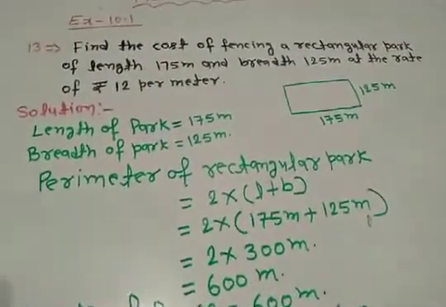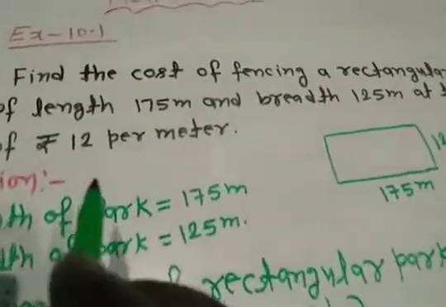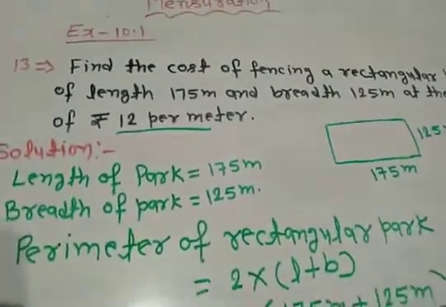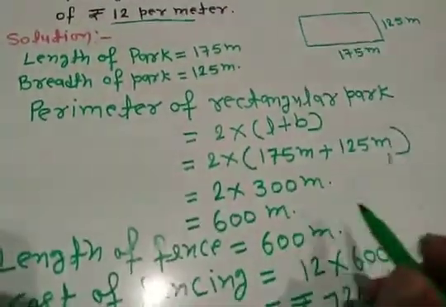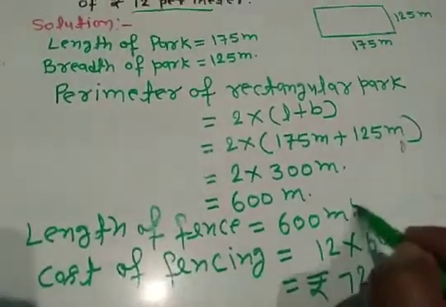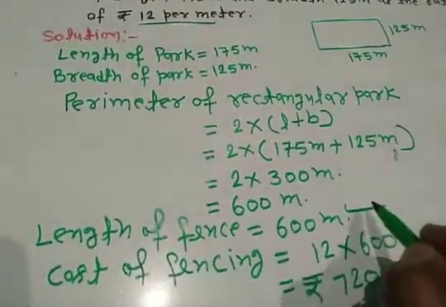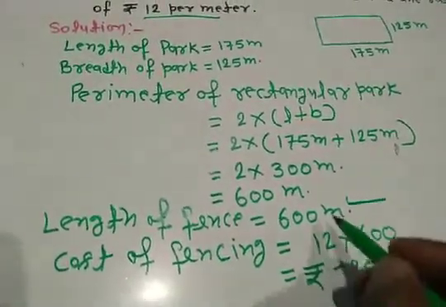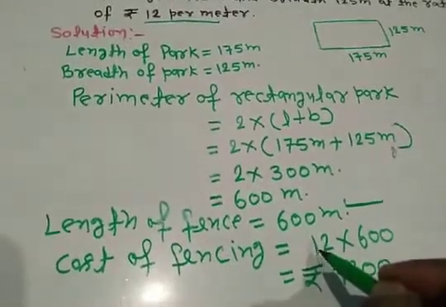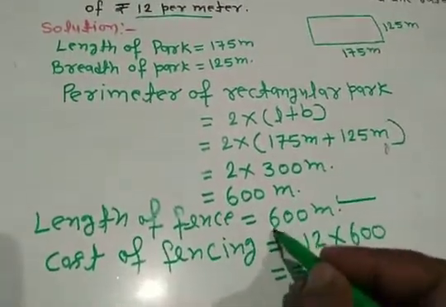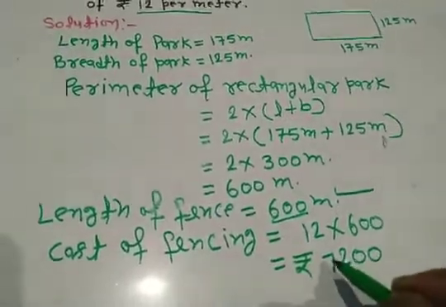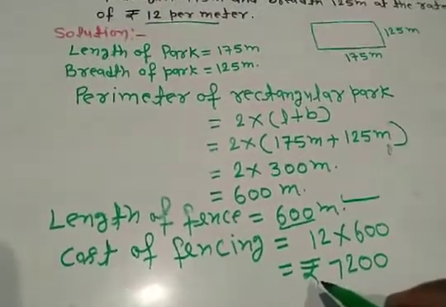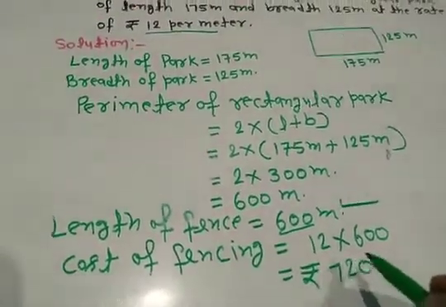In this question you can see the rate of fencing is given per meter. So we find the length of fence. The perimeter of the rectangular park is the length of fence. So here we multiply 12 into the length of fence, and we obtain 7,200. This is the cost of fencing of the rectangular park. Okay, so let's see.